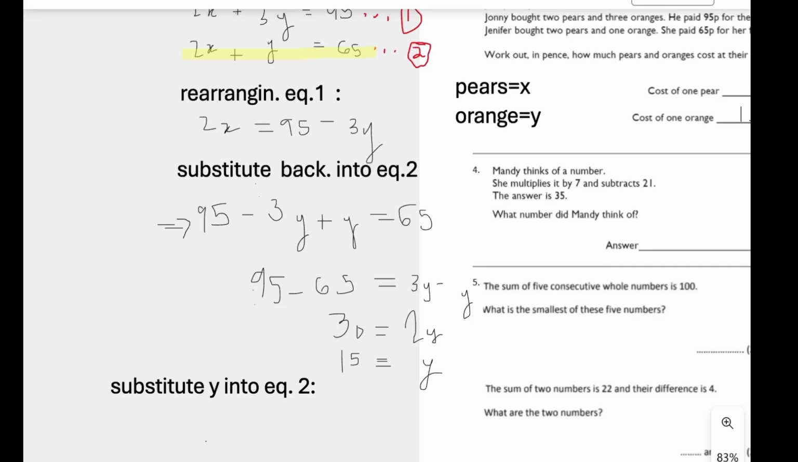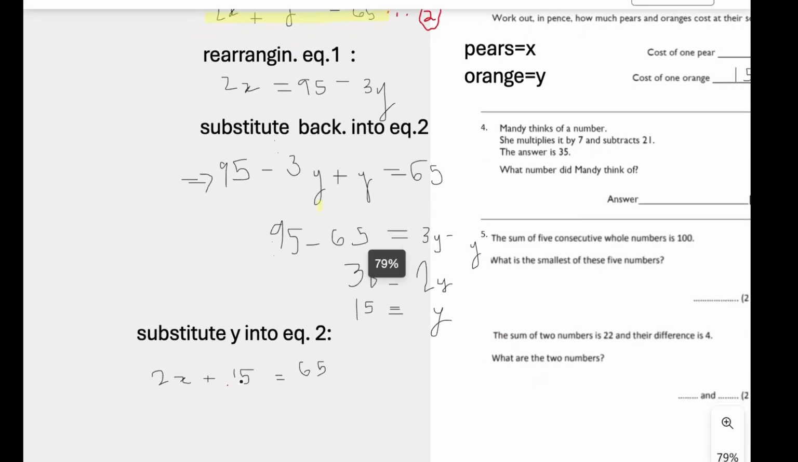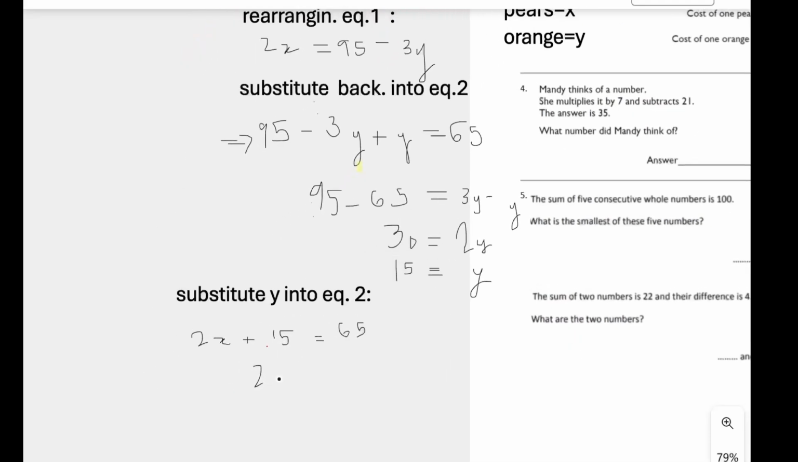And after we have that, we can say that 2x plus y, this is equation 2, plus y, and y is actually equal to 15. So let's put that in because we found that out. 2x plus 15 is equal to 65. Therefore, continuing this, we have 2x, subtract 15 from both sides, we have 50. Divide both sides by 2, we have x is equal to 25p.